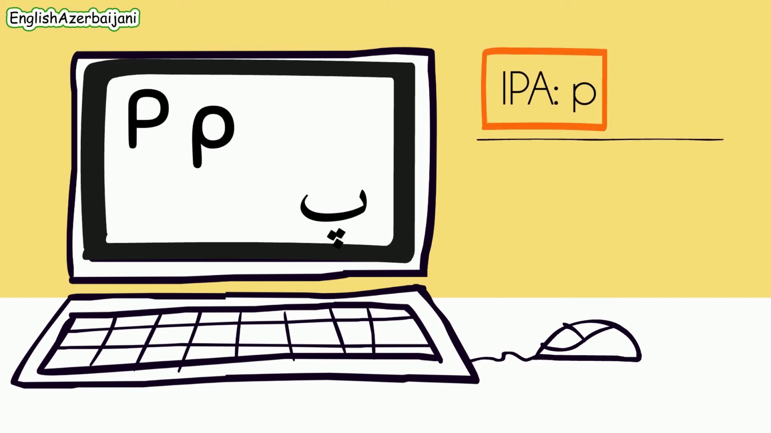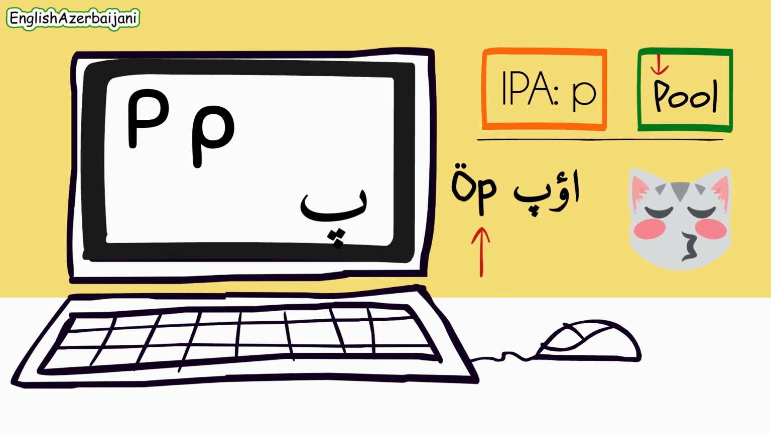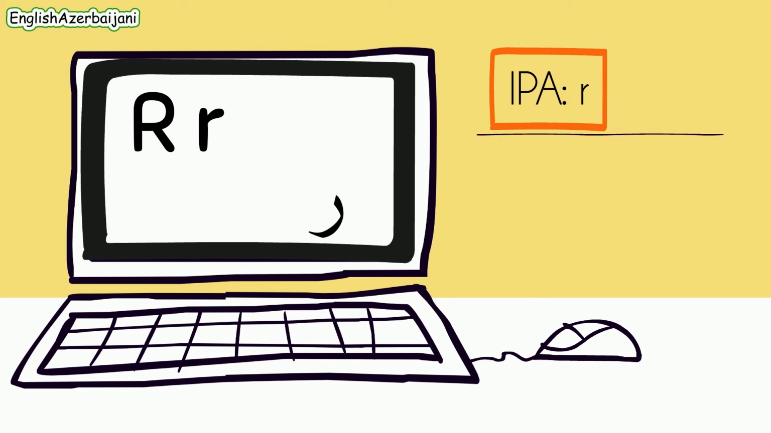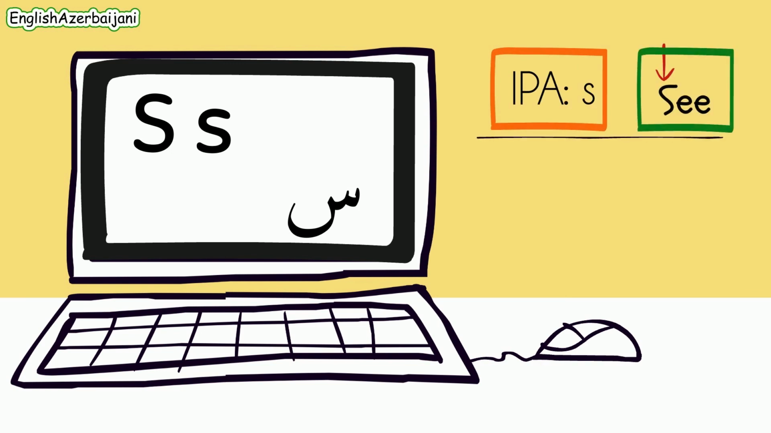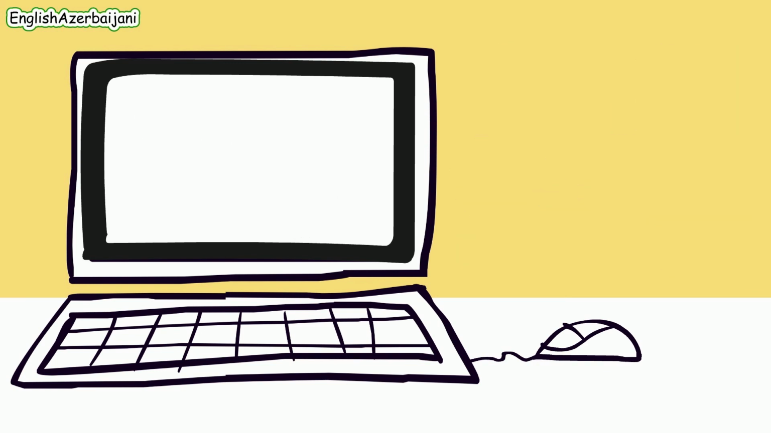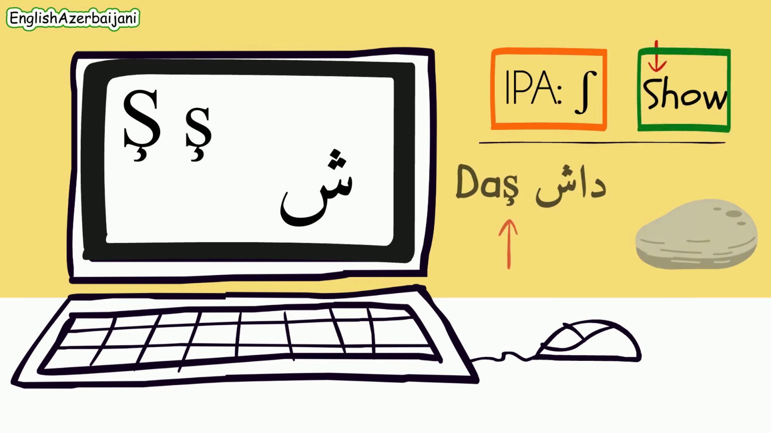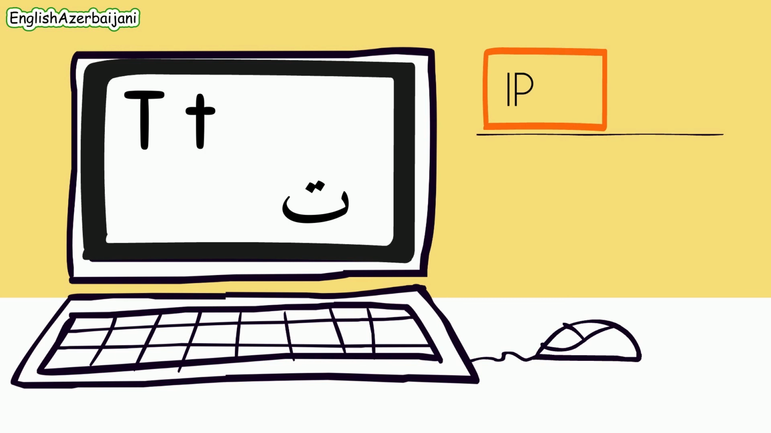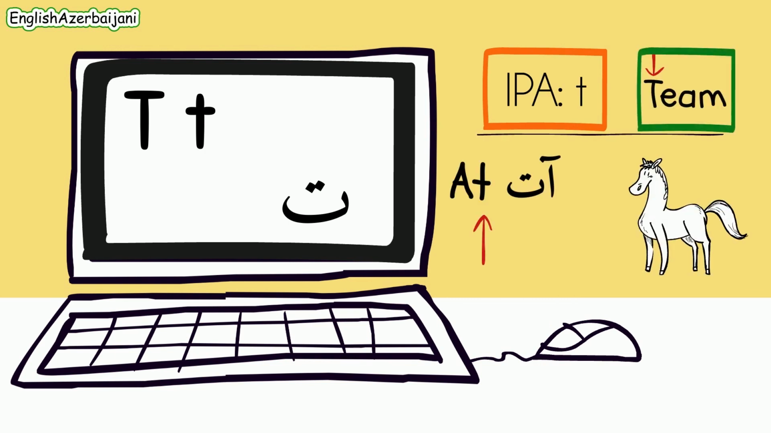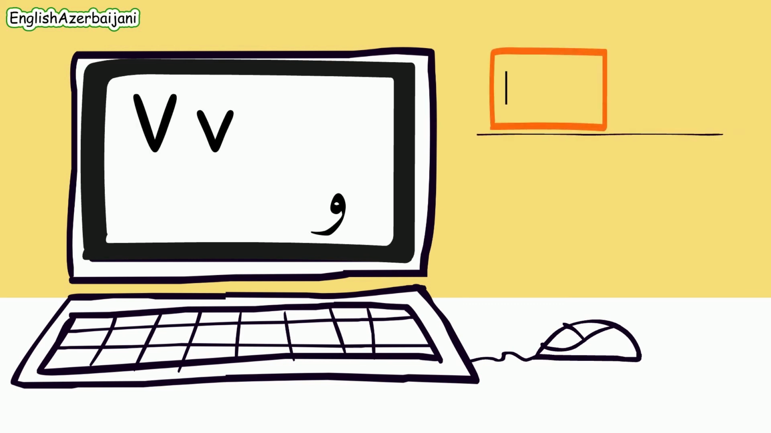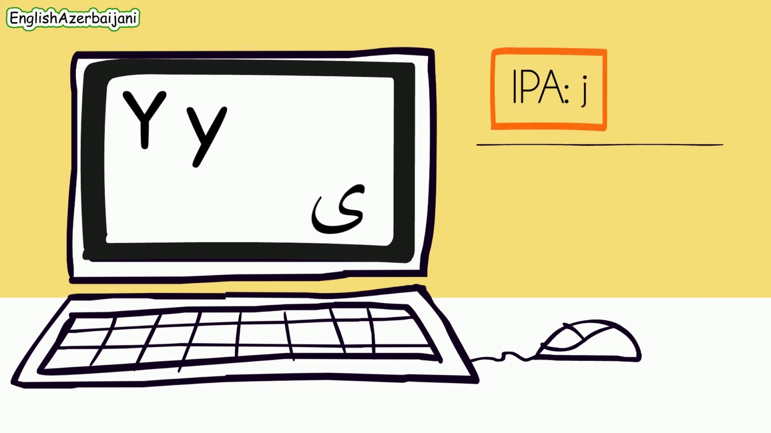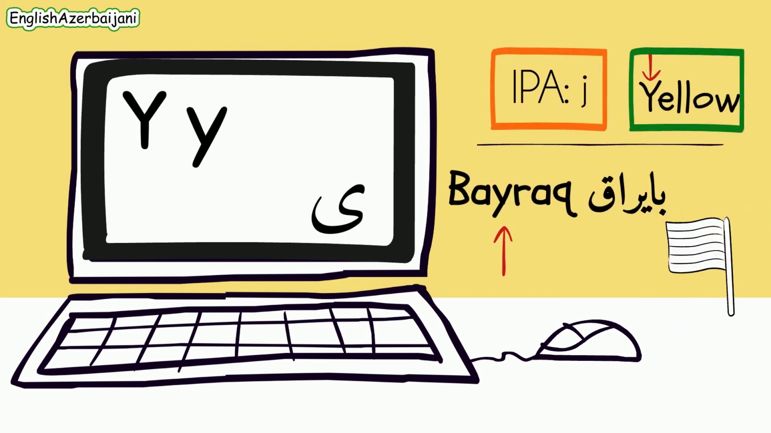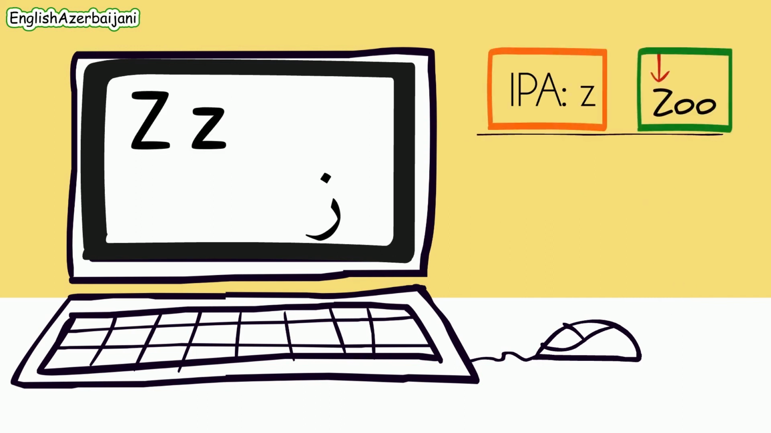P, pole. Öp, which means kiss. R, rose. Karpuz. S, sea. Sarı. Ş, show. Dash. T, team. At. V, violin. Dovşan. Y, yellow. Bayrak. Z, zoo. Yazmak.